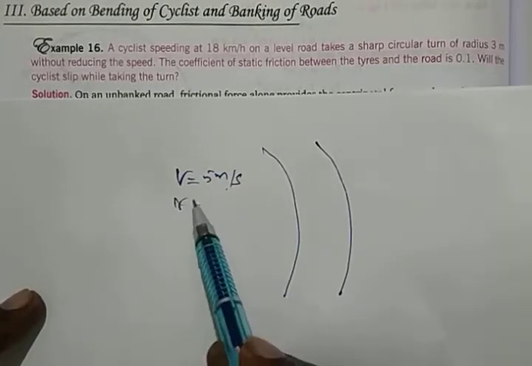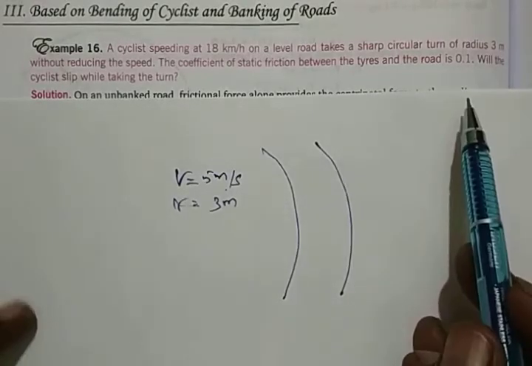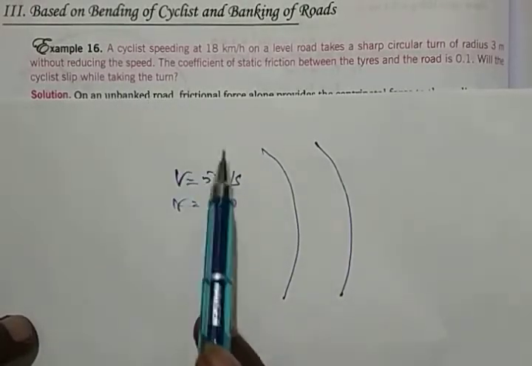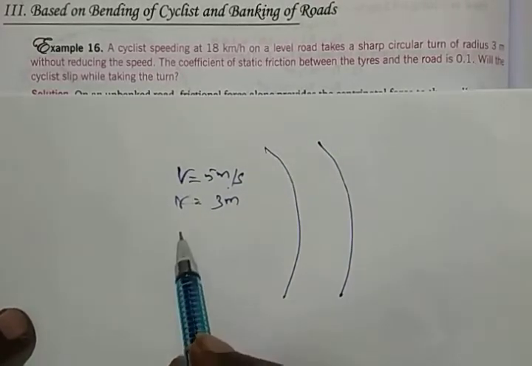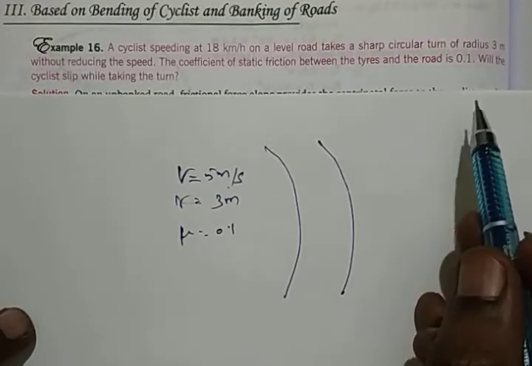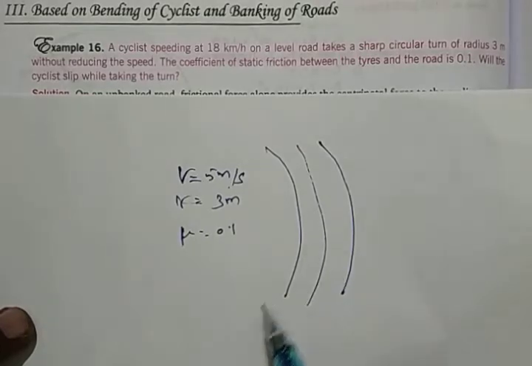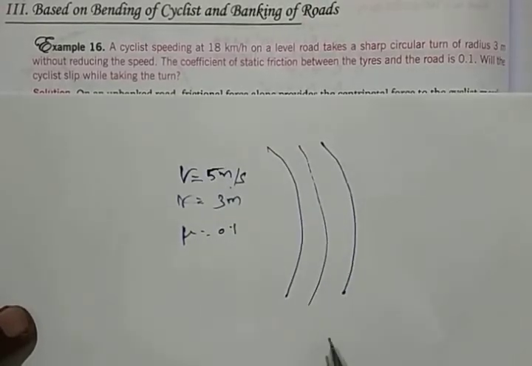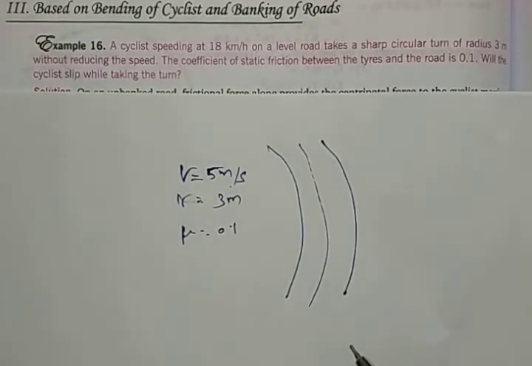And then the radius is given here as 3 meters, right? Without reducing the speed, he is coming at the same speed. The coefficient of static friction between the tires and the road, mu, is given here as 0.1. Will the cyclist slip while taking the turn? The turn is so sharp. Will he slip? How will you find this out? Try to think over it. What parameter should we use to determine whether the cyclist will not slip?